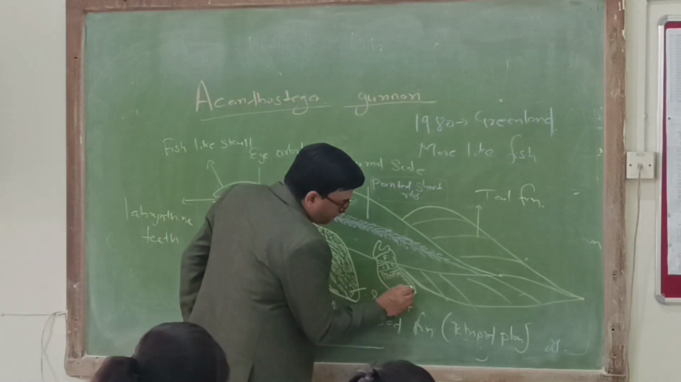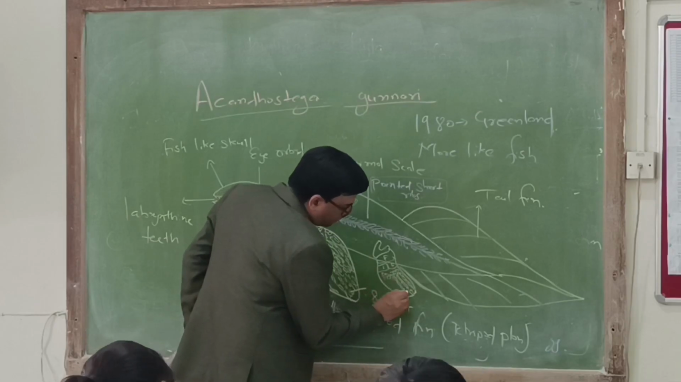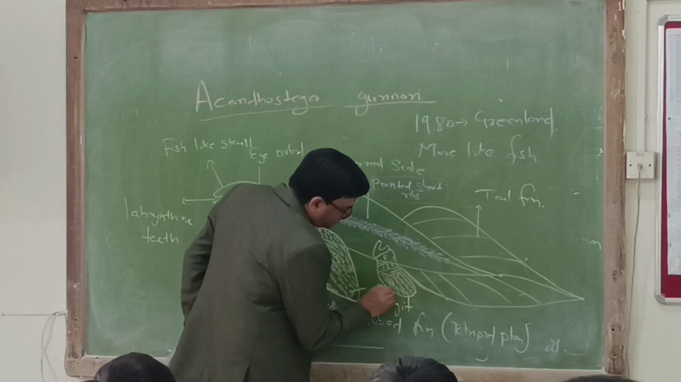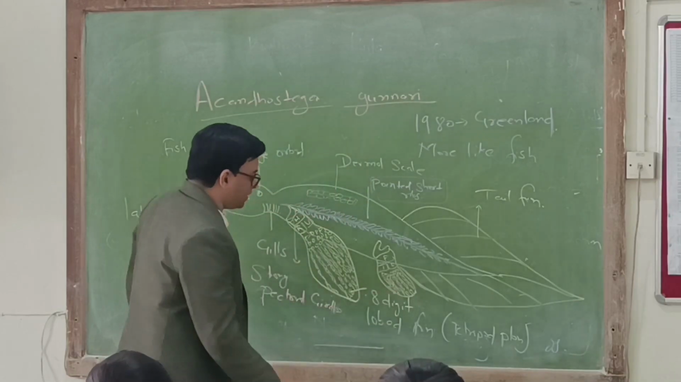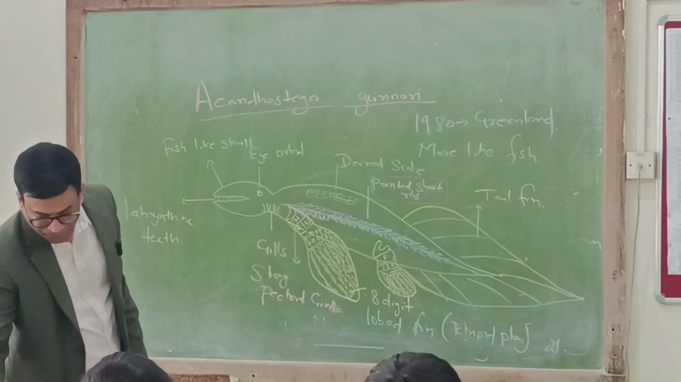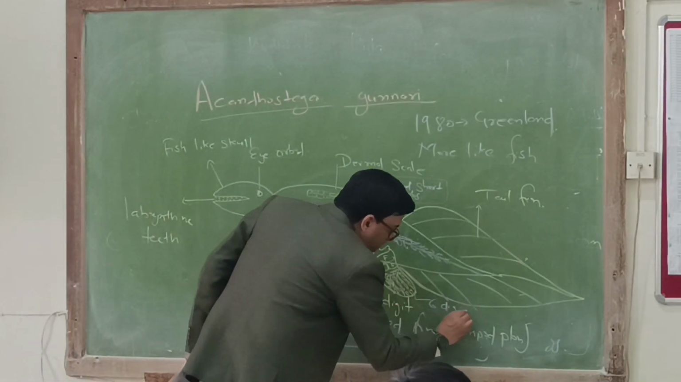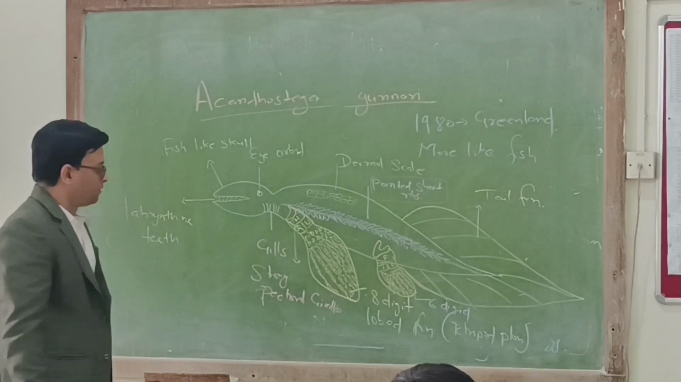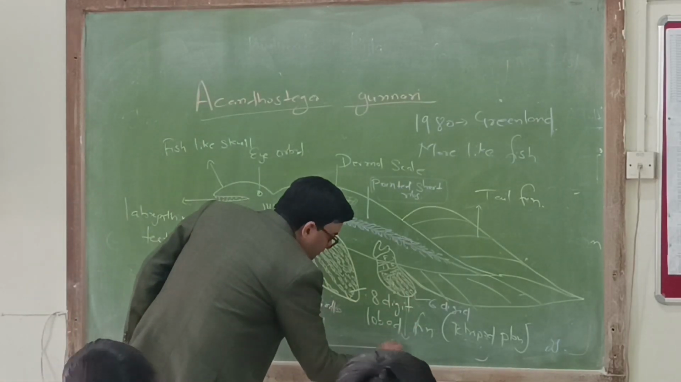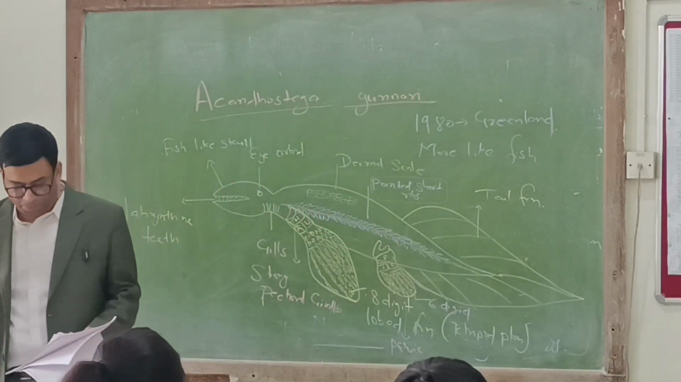1, 2, 3, 4, 5 and 6. So here you can write that it has 6 digits in the, this is what? This is the pelvic fin, pelvic lobed fin with the tetrapod plan.